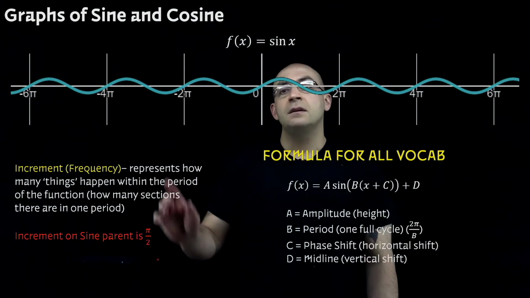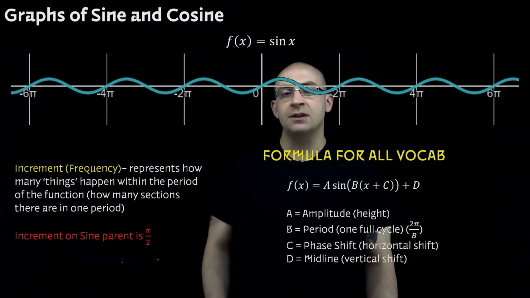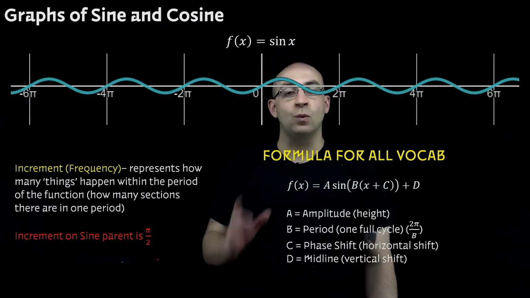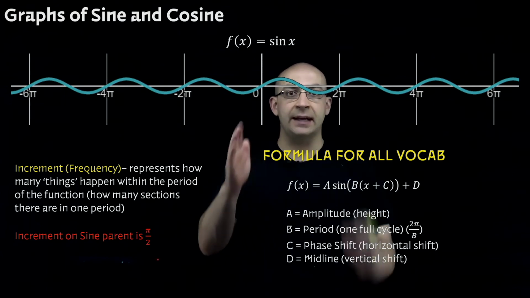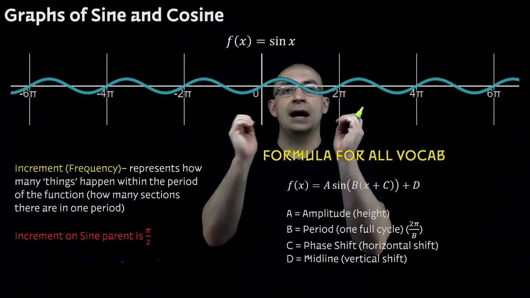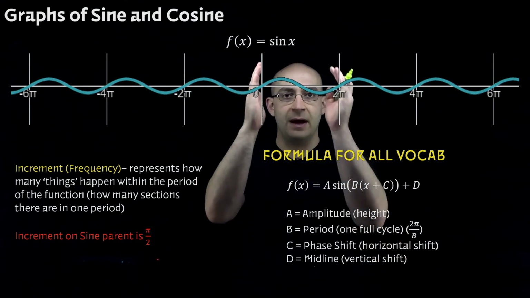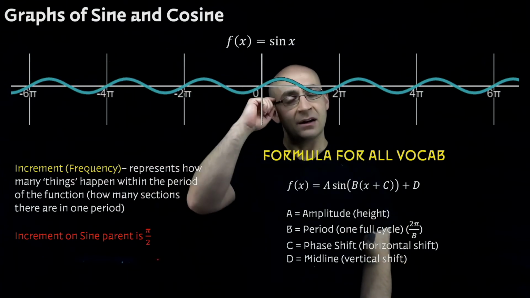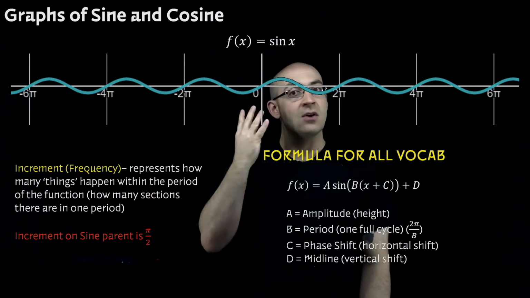Okay. Last one that we'll talk about for today is going to be the increment. This is also referenced as frequency, so be really careful about those two words. They are interchangeable with each other. Increment or frequency represents how many things happen within one period. Now remember from a couple of slides ago, the period of sine is 0 to 2 pi. Now, when I say how many things or how many sections there are from 0 to 2 pi, think back to the unit circle. There are 4 quadrants in the unit circle. Now on the parent function of sine, it's changing its values 4 times.